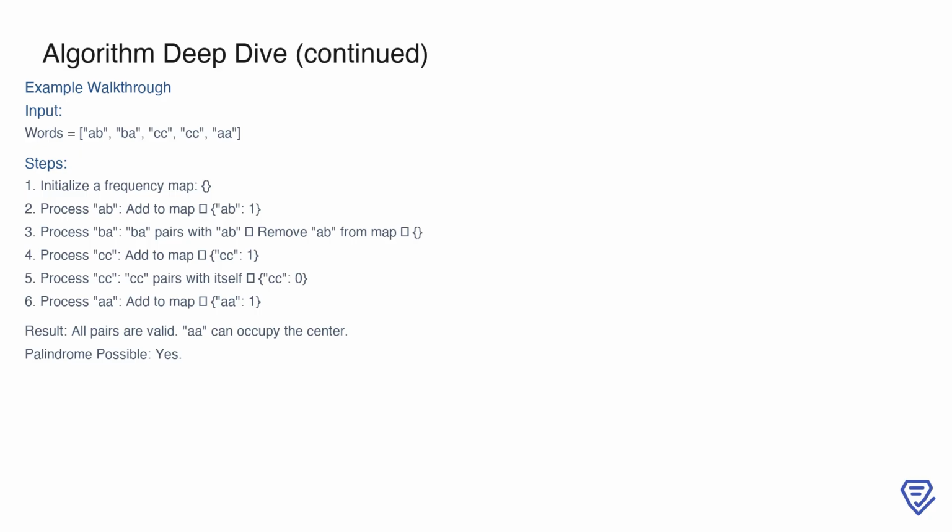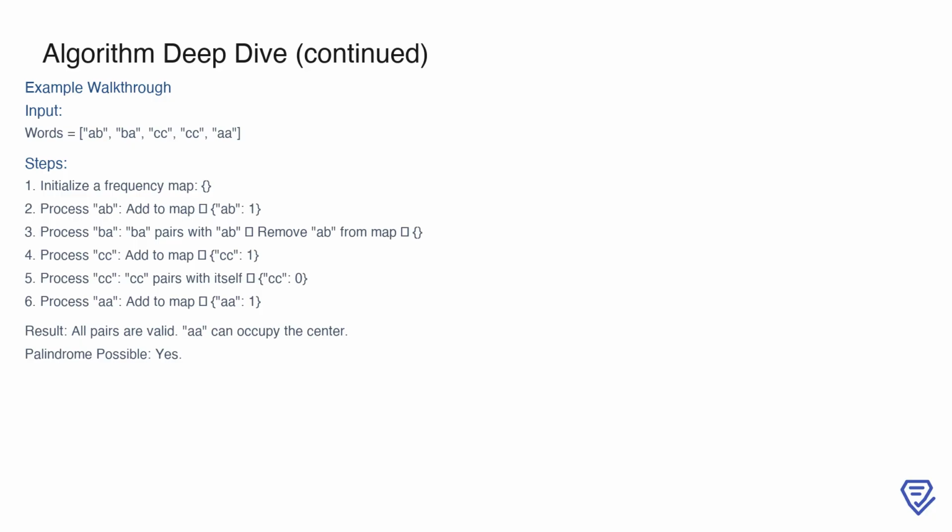Let's walk through an example to see the algorithm in action. Consider the input array ab, ba, cc, cc, aa. We start with an empty frequency map. First, we process ab and add it to the map, resulting in ab1. Next, we process ba, which is the reverse of ab. Since ab exists in the map, the two words pair, and we remove ab from the map, leaving it empty.